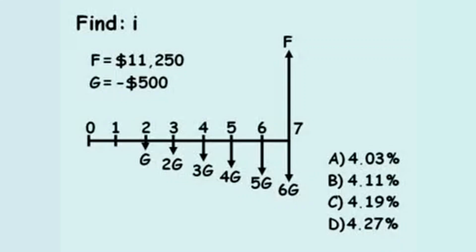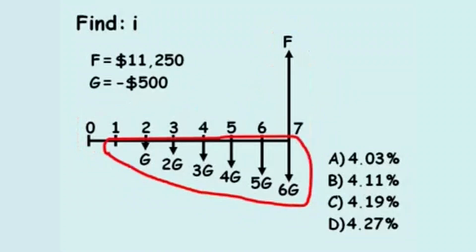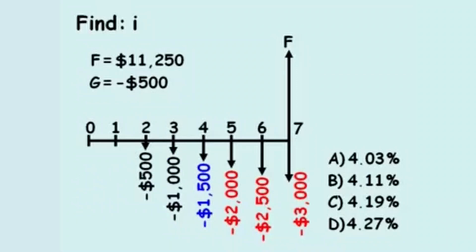Find the rate I. In this problem, we are provided with a cash flow diagram which lasts for 7 years. In this diagram, we notice there is a negative cash flow which becomes increasingly negative each year by the amount G, or negative $500. If we were to compute the quantities, we know G equals negative $500, 2G would equal negative $1,000, 3G would be negative $1,500, and so on.